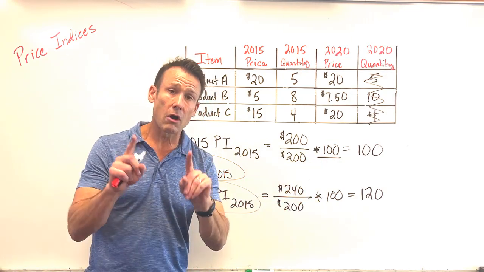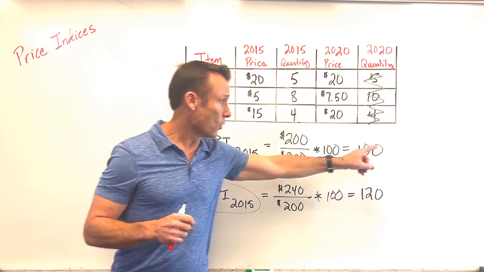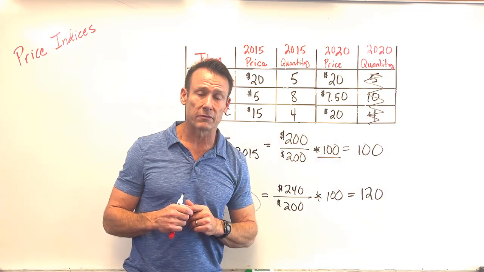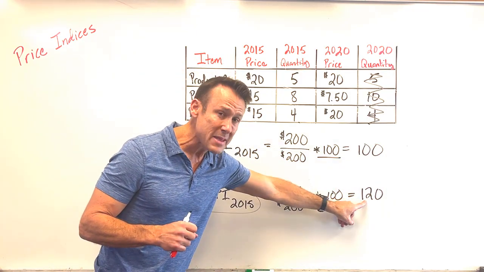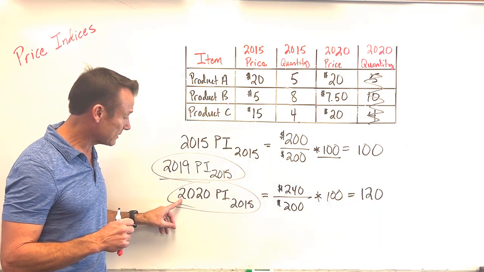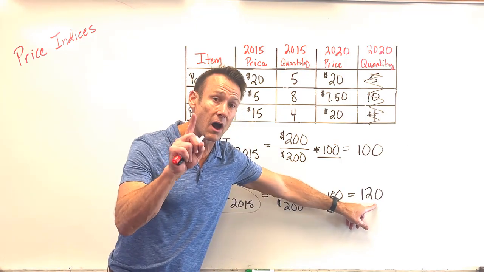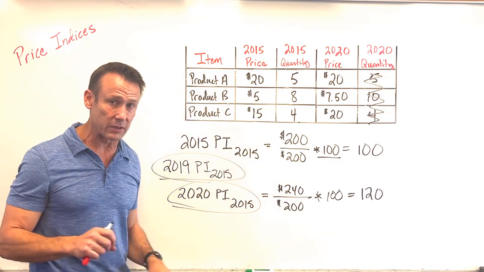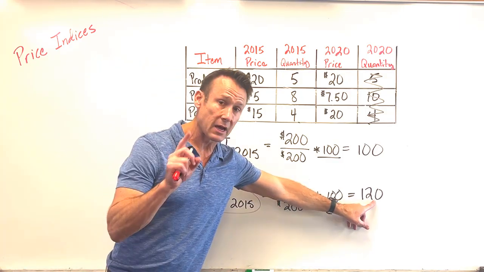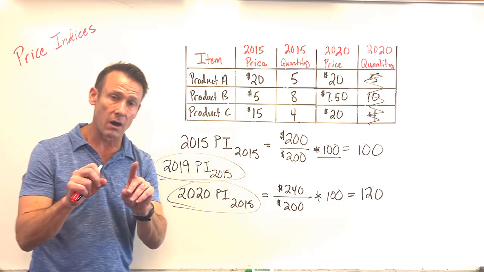Price indexes are in percentage terms. Yes, they are, but don't put the percentage sign. And when you read what that means, it means that prices in 2020 were 120% of what they were in 2015. Don't say higher. They're not 120% higher. They're 120% of what they were in the base year.